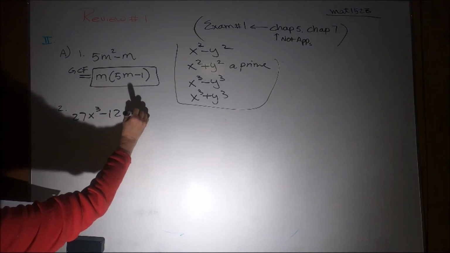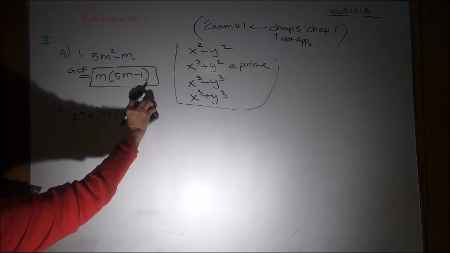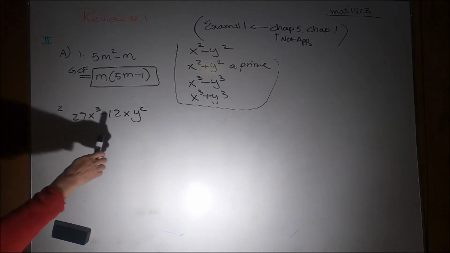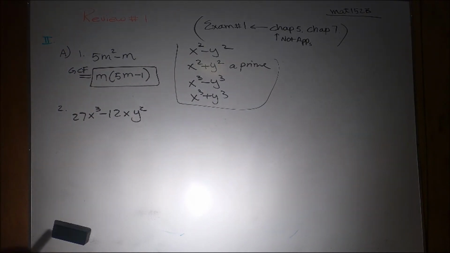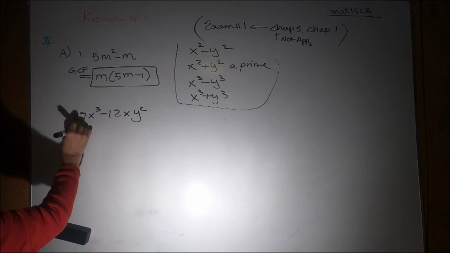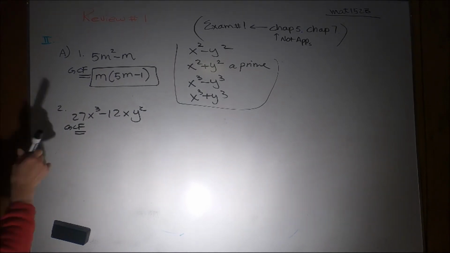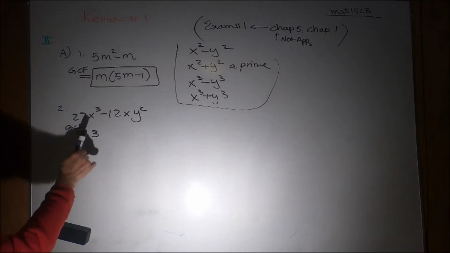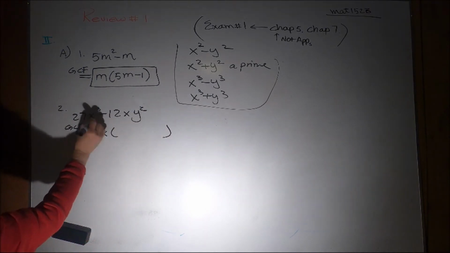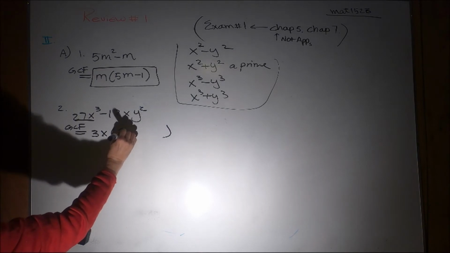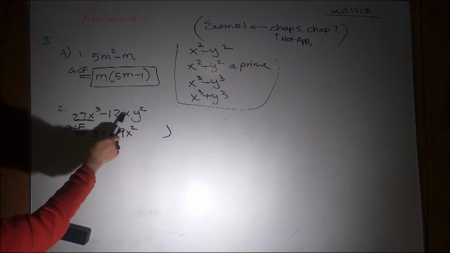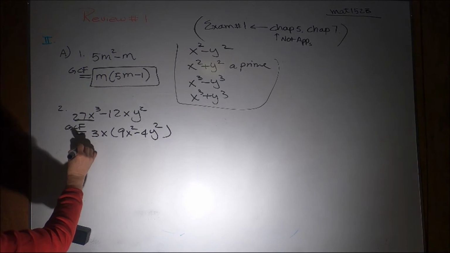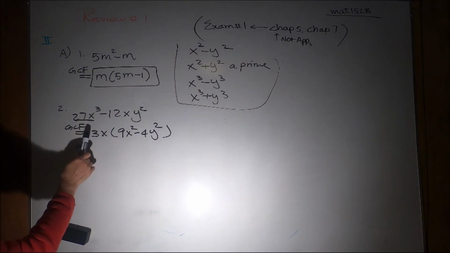Look at the second problem. A binomial, right? It doesn't fit any of those. But remember again, what should we do first? GCF, which 27 and 12 will have 3 in common, right? Also, we have x. Then, what do we have? Take out 3x, we have 9x squared. Take out 3x, minus 4. Take out x, you have y squared. So 3x is the simplest form.